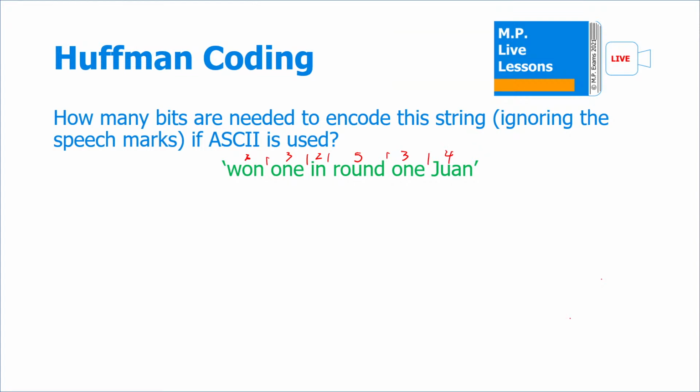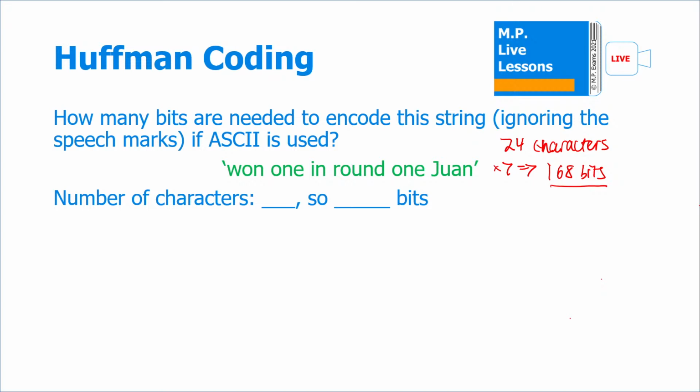So in total there are 24 characters. So times 7, this gives us 168 bits. Now, we're going to use Huffman coding to try and beat this, so try and reduce this file size.